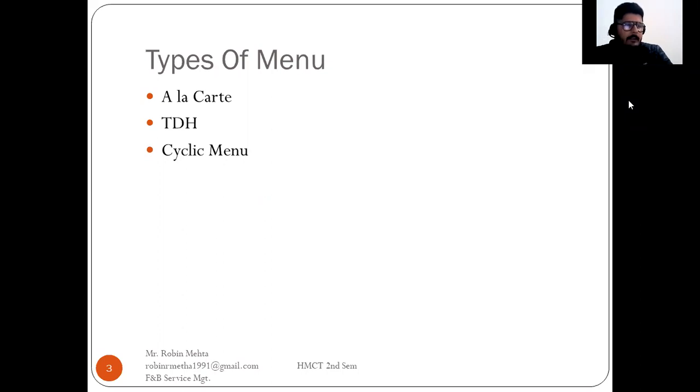If we have XY dish on Monday and ABC dish on Tuesday, on the next week we again have the XY dish on Monday and ABC dish on Tuesday. Okay, so any confusion, guys, in types of menu? No, sir. Okay, so let's move to the next slide.